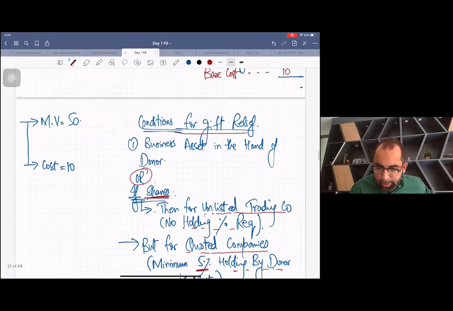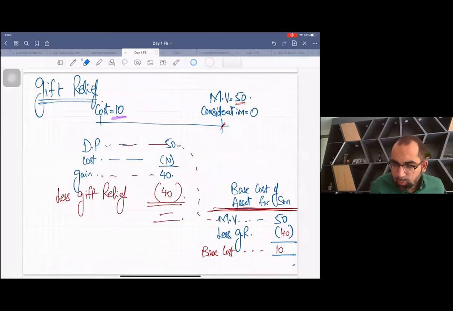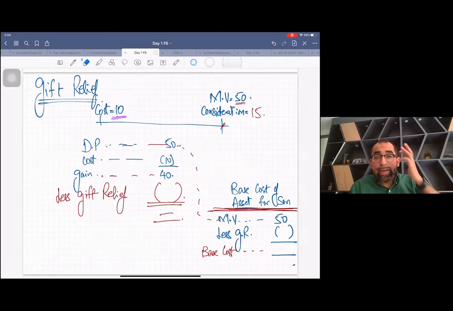One more thing I would like to share here. Look at here. For example, one more case you can cover here. For example, if it is written that there is a consideration involved. Look at here. For example, dad bought the asset for 10. And after a few years, the market value of this asset is 50, but dad sold it for 15. Okay.